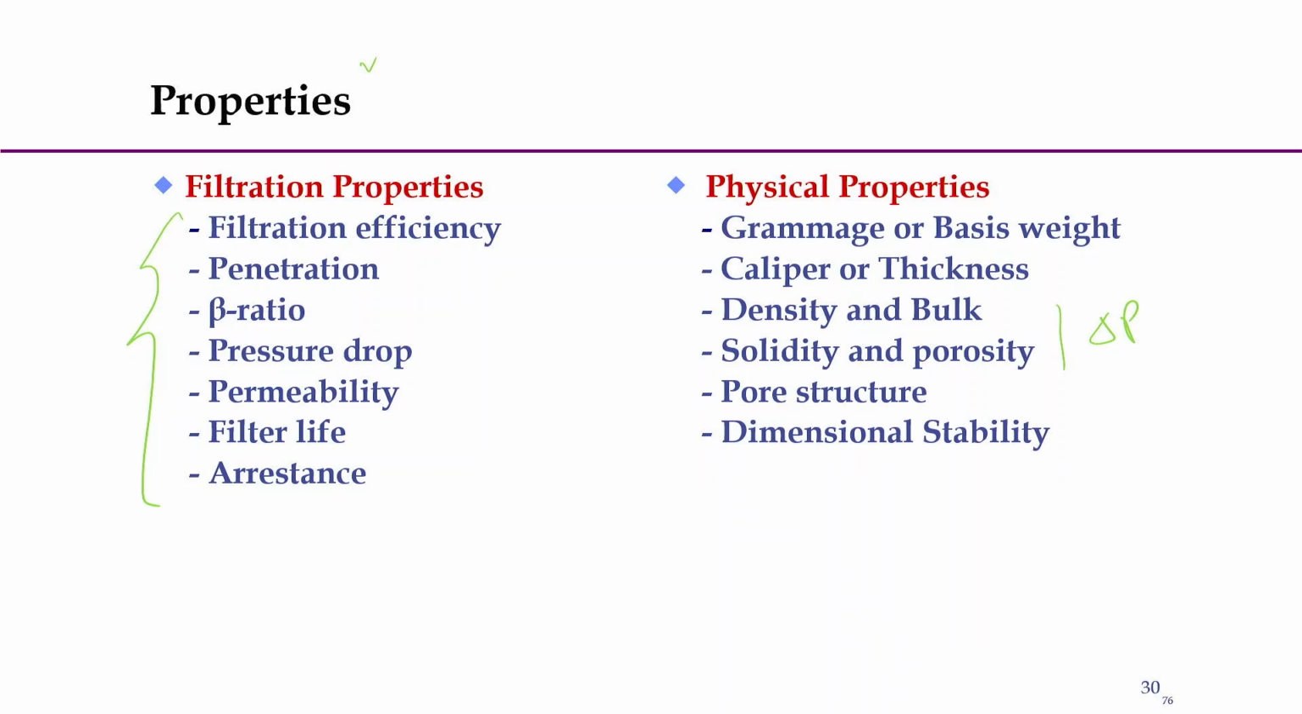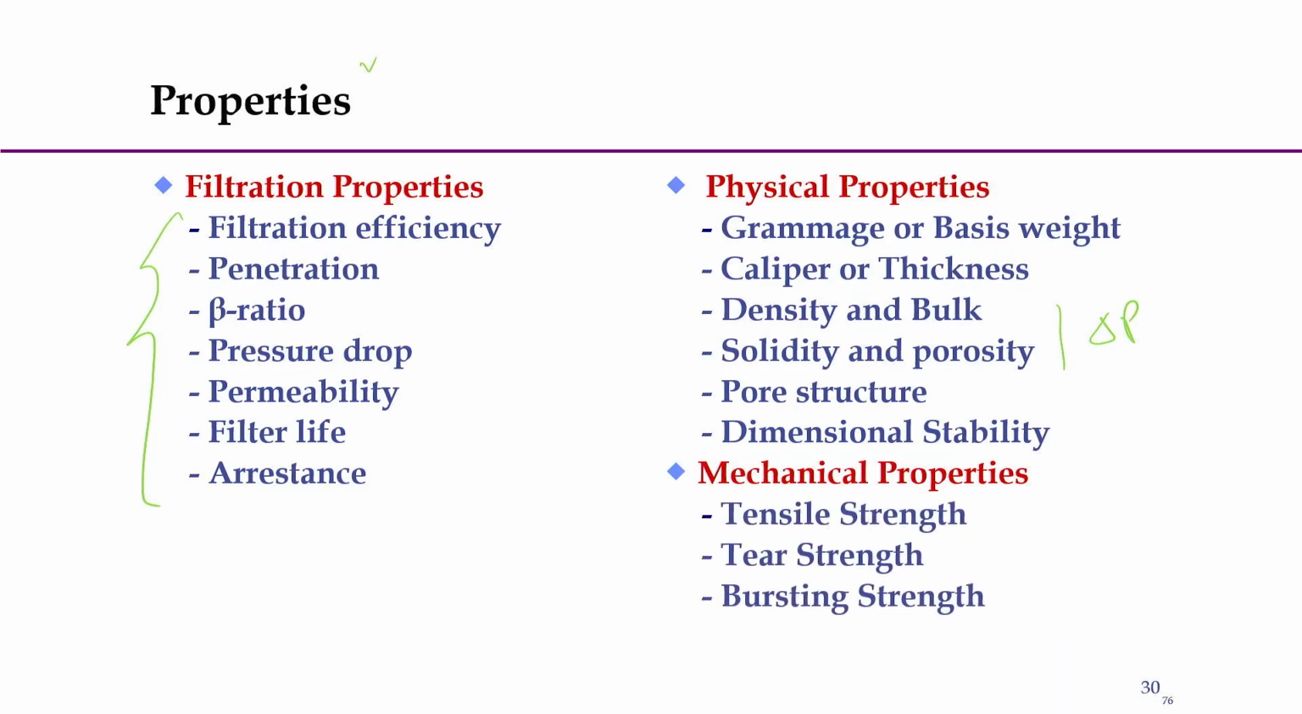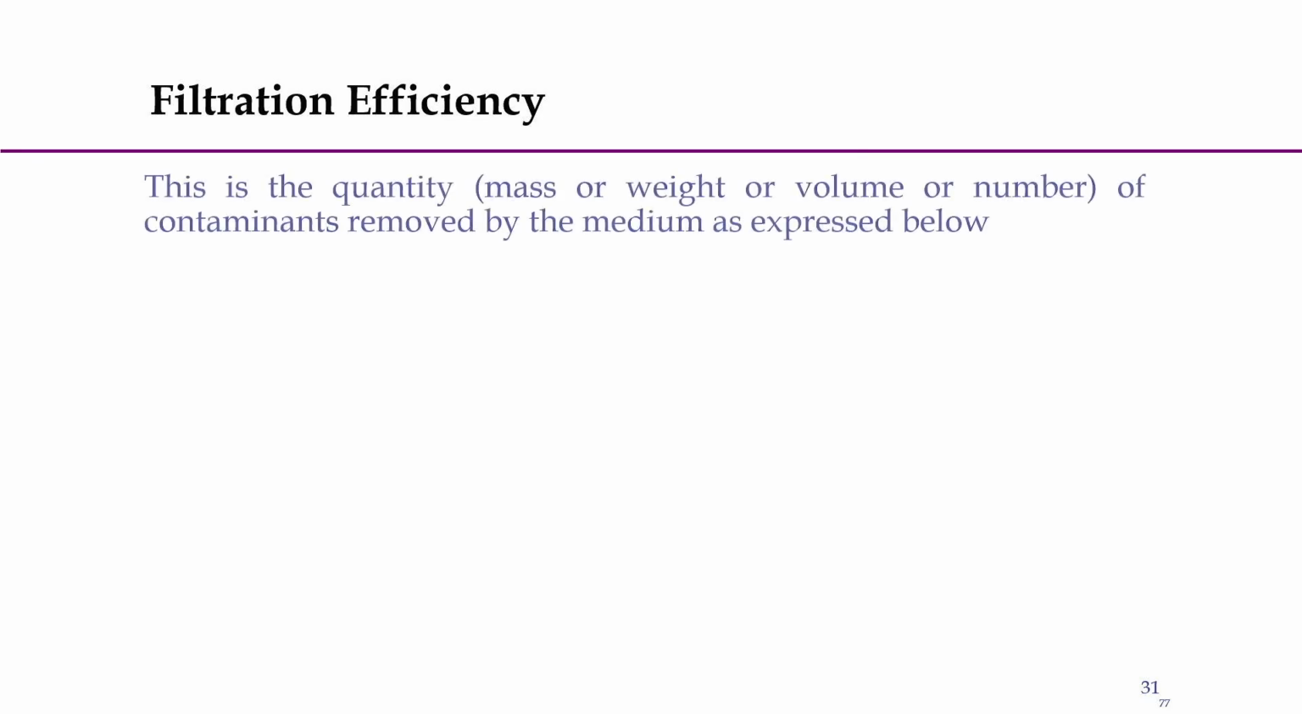Dimensional stability is very important. Mechanical properties include tensile strength, tear strength, bursting strength. Bursting strength is very important because of high speed air flow, so the fabric should retain its structure. These are the physical and mechanical properties we should test and know for a filter fabric. So, let us start with the filtration efficiency.